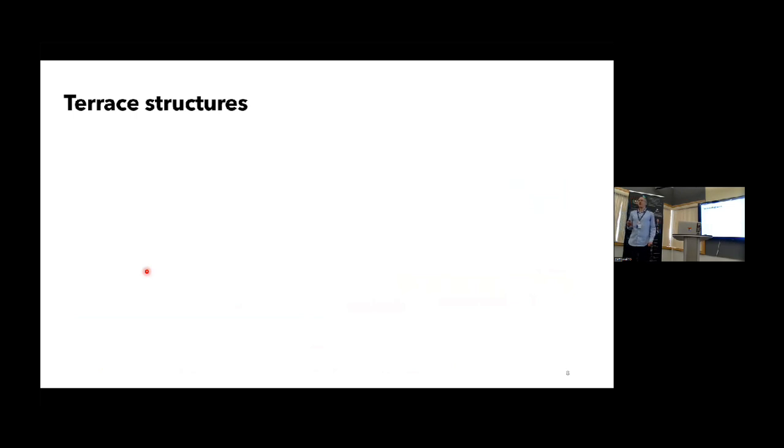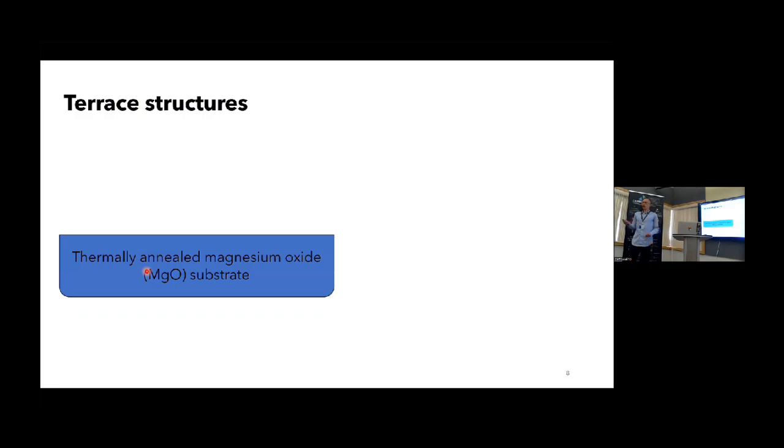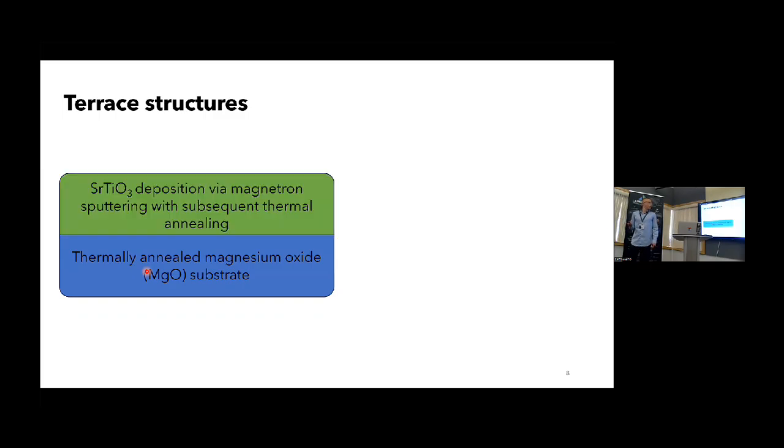Now the question is, what did we do differently from other groups? We achieved 1 micrometer, all the others 100, 200. And we didn't use a strontium titanate substrate. We first used a thermally annealed magnesium oxide substrate, and then we deposited the strontium titanate on the magnesium oxide by sputtering.